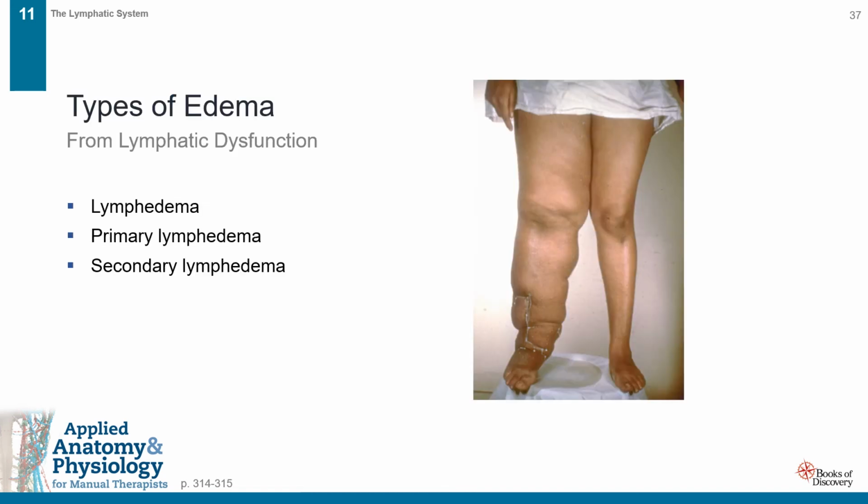Let's now consider the types of edema that are from lymphatic dysfunction. Edema caused by dysfunction or failure in the lymphatic system is called lymphedema. In such cases, the cardiovascular system may function well initially, but it is eventually compromised. There are two types of lymphedema, primary and secondary.